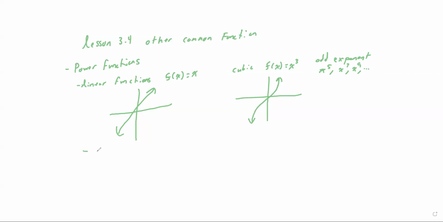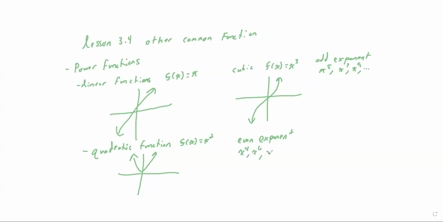Then we go into quadratic functions, which are in the form of f of x equals x squared, and they make a parabola. But what you need to know is pretty much all shapes of even exponents make a shape similar to a parabola. That includes x to the fourth, x to the sixth, x to the eighth, and so on and so on. So if it's an even exponent, it's going to make some type of parabola shape.